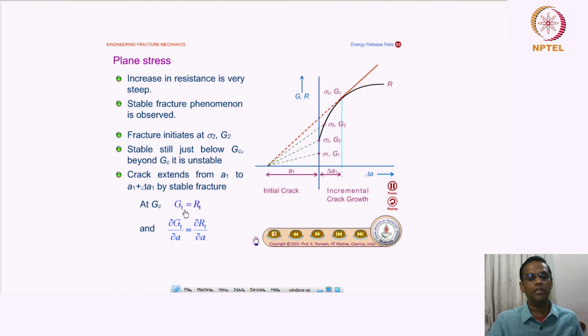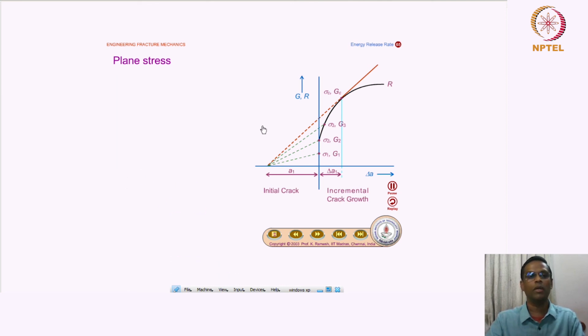At GC, G1 is equal to R1 and dou G1 by dou A is equal to dou R1 by dou A. So here you see it's very interesting. We are not only satisfying the necessary condition but also a sufficient condition. Okay, so which explains the stable crack growth behavior in the plane stress conditions of high strength alloys. So here the energy release rate concept is very useful in realizing the stable crack growth phenomenon. Very, very important idea to remember.